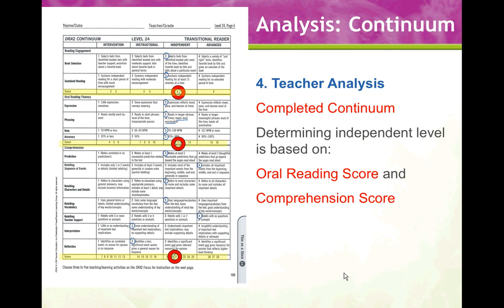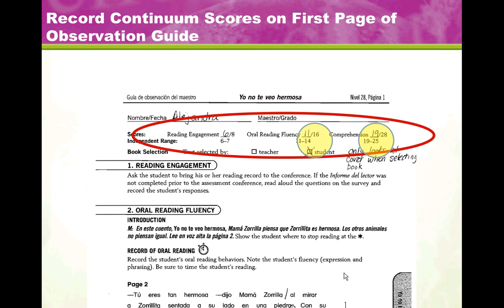Each aspect of assessment, the reading engagement, the oral reading fluency, and the comprehension, are also totaled at the bottom of each section. This will help determine whether this level is an independent or instructional level. At the top of the page, as we had talked about earlier, you're going to record the results. The oral reading fluency score and the comprehension score are going to determine whether this level is independent or instructional.